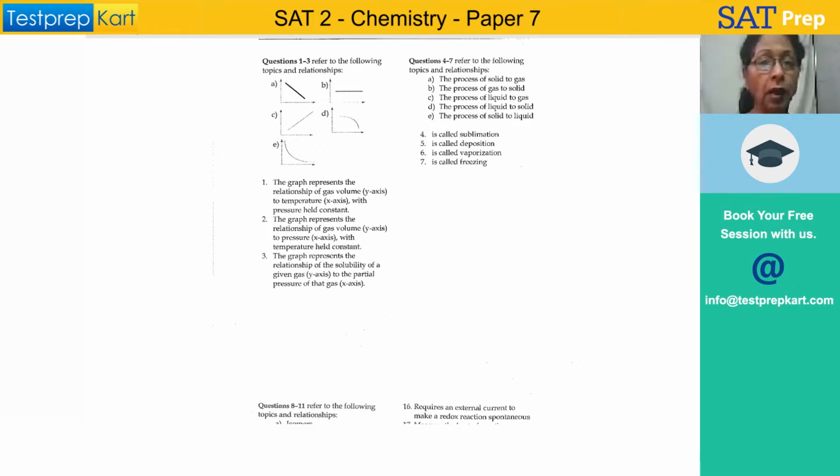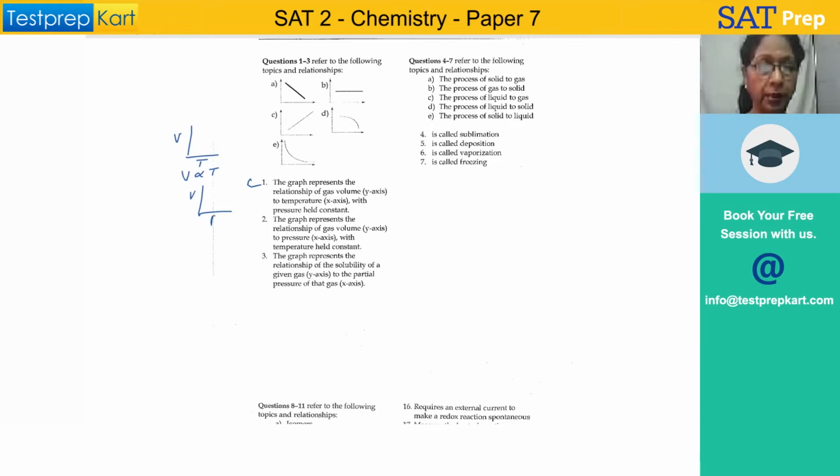So first is the graph representing the relationship of volume on y-axis and temperature on x-axis. Pressure is constant. So you know when the pressure is constant, then volume is directly proportional to temperature at a constant pressure. So this is nothing but Charles' law. So this must be C, because you can see that volume and temperature are directly proportional to each other. So that is C.